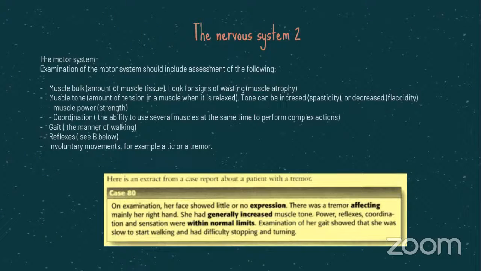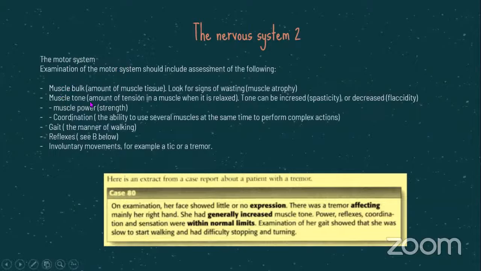Here is an extract from a case report about a patient with a tremor. Case 80. On examination, her face showed little or no expression. There was a tremor affecting mainly her right hand. She had generally increased muscle tone; power, reflexes, coordination, and sensation were within normal limits. Examination of her gait showed that she was slow to start walking and had difficulty stopping and turning. Okay, thank you so much.